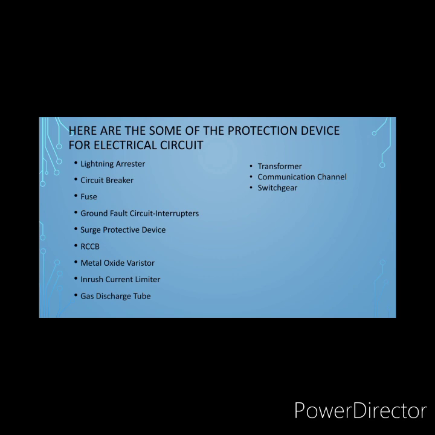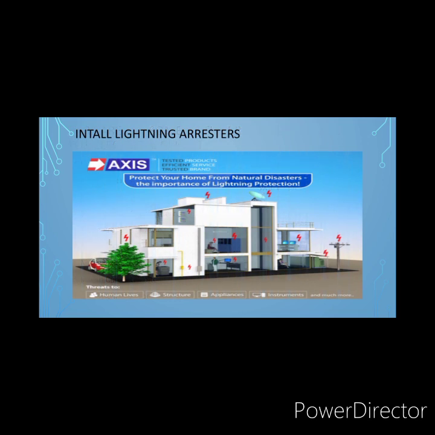Here are some of the protection devices for electrical circuits. Ayan. Lightning arrester, circuit breaker, fuse, ground fault circuit interrupters, surge protective device, RCCB, metal oxide varistors, inrush current limiter, gas discharge tube, transformer, communication channel, at switchgear. So ang una natin ay yung arresters.